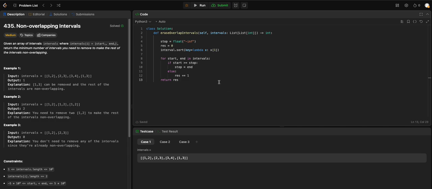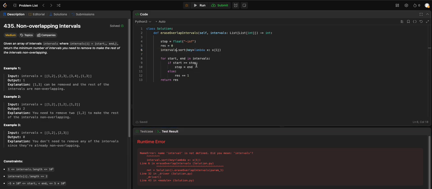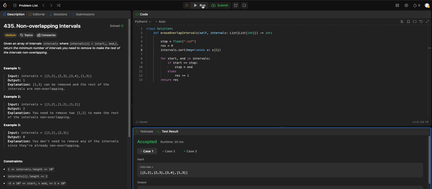So yeah, this is how you solve non-overlapping intervals. Let's see if this is correct. I missed an S on intervals. Yes. So yeah, that is how you solve non-overlapping intervals.